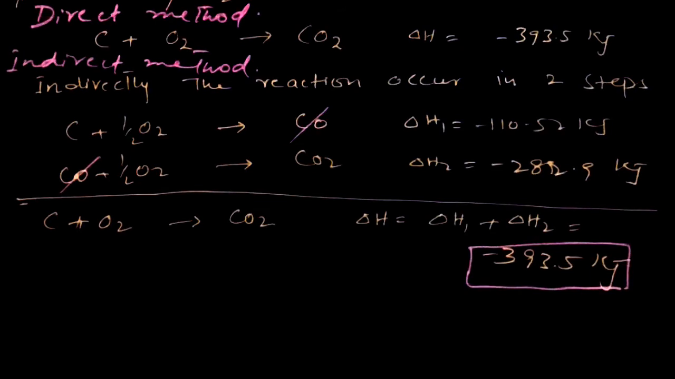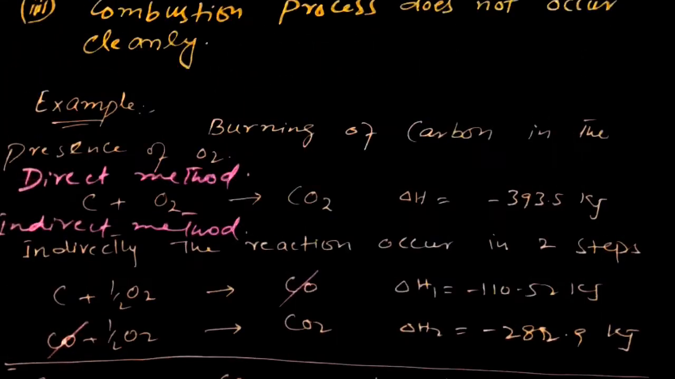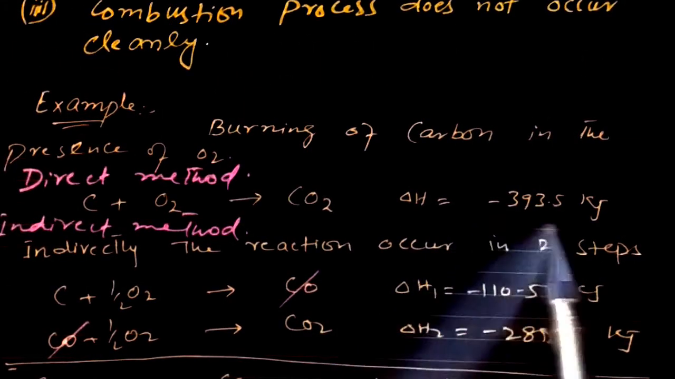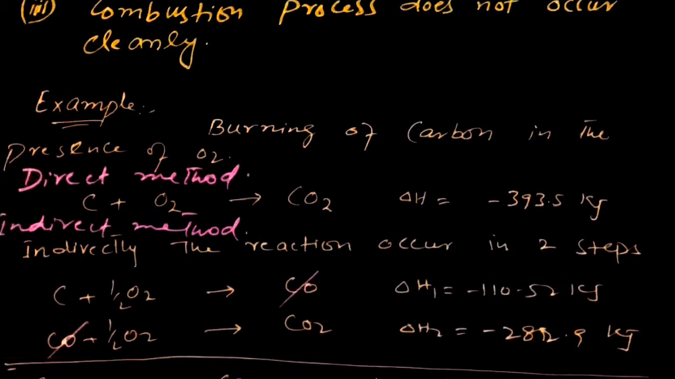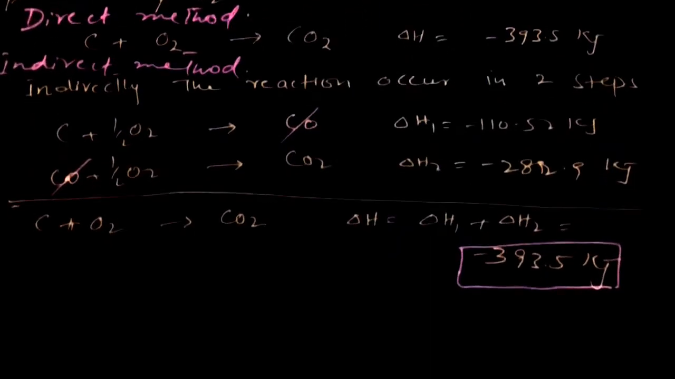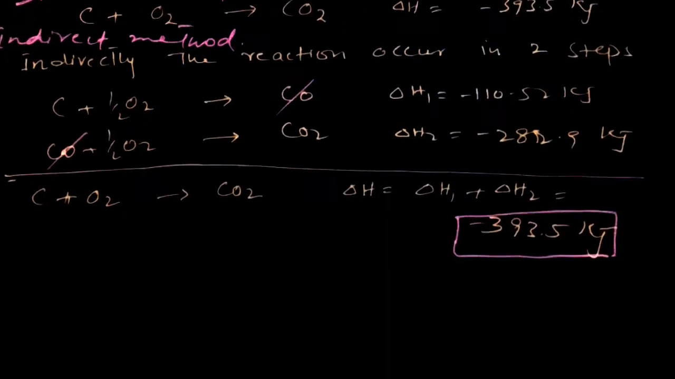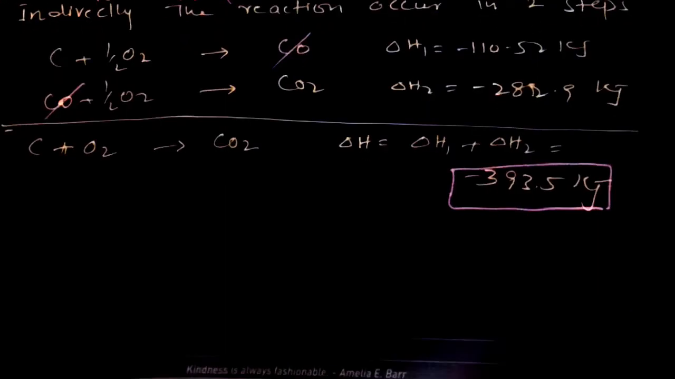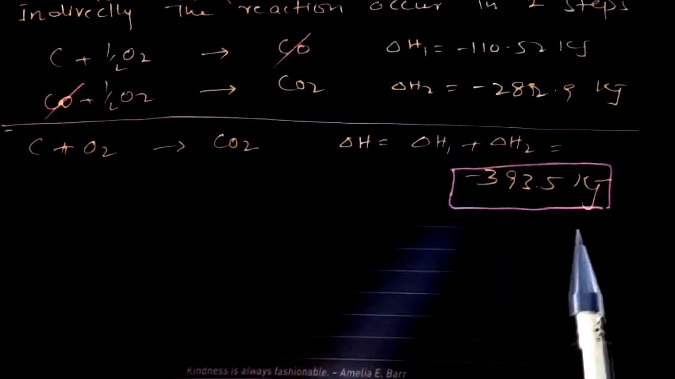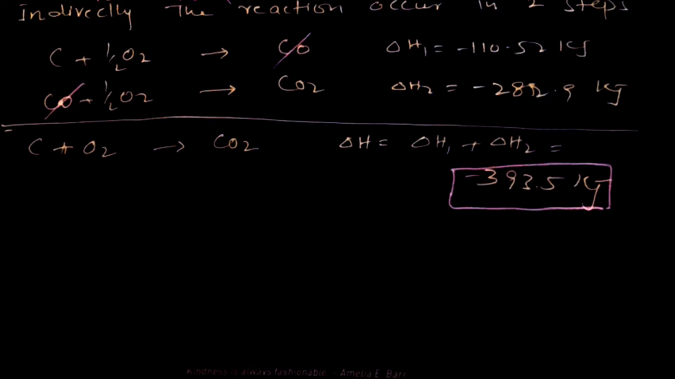Now in both cases, you see, in case number 1, in the direct step, minus 393.5 kilojoules of energy is released, and in the indirect formation or combustion, again the amount of energy released is minus 393.5 kilojoules. That is the experimental measurement of the heat of combustion when it is not measured directly.